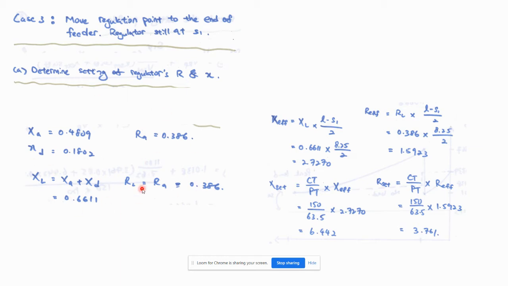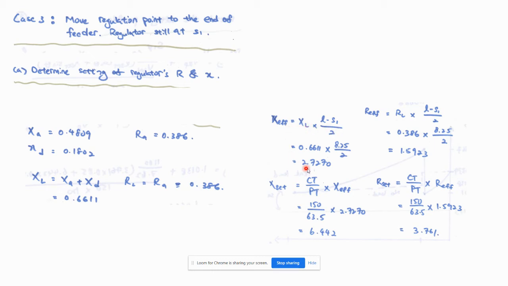So now we have this, but we need to know the effective inductance and the effective resistance, because our regulator is located at 1.75 meter and our regulating point is at 10 meter. Therefore, we are only regulating 8.25 meter of voltage drop. So the same concept as in case 2 just now, the equation: you take the total length minus the location of the regulator, L minus S, divided by 2. Why divide by 2? It is due to a concept similar to uniform voltage drop. Multiply with the XL.